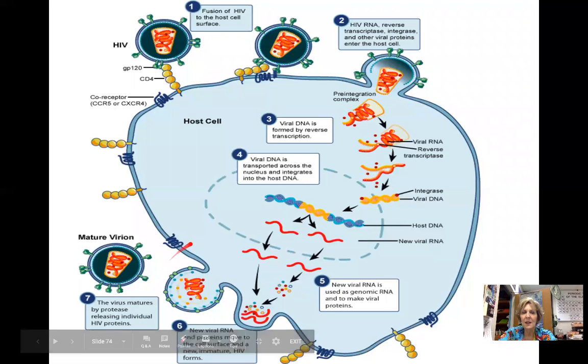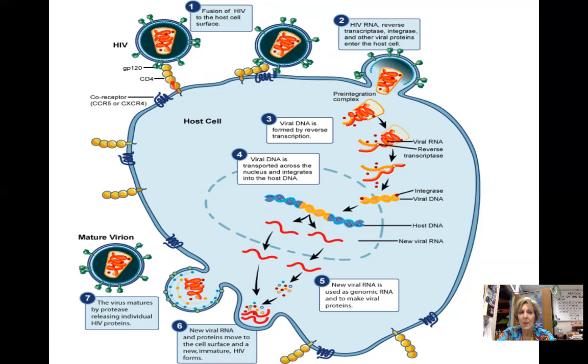So let's look at the whole infection here. What is the cell that the HIV virus infects? It doesn't affect your lung cells, doesn't infect your skin cells. It infects your helper T cell. That's the one cell that it infects.